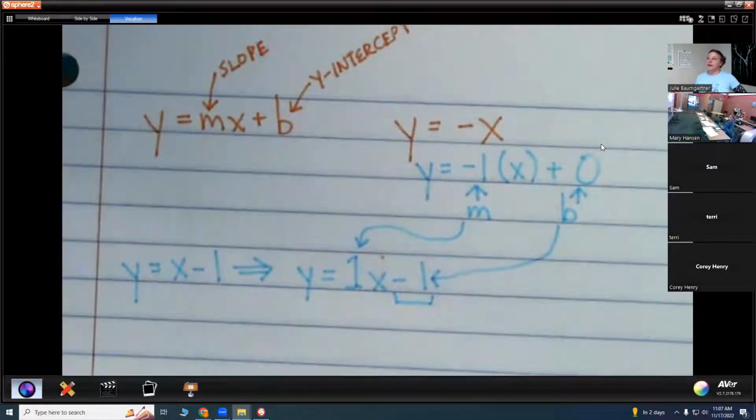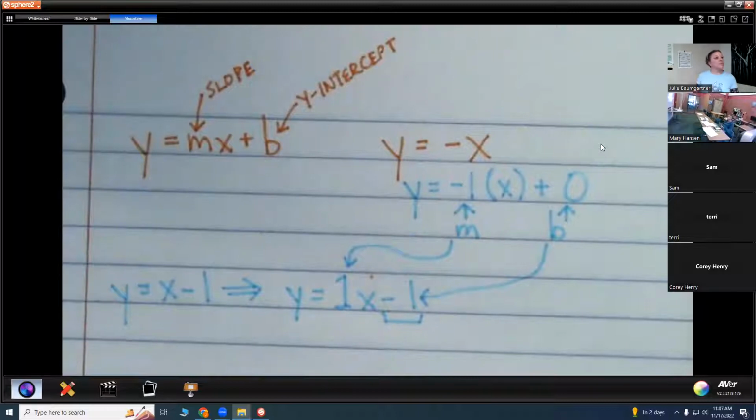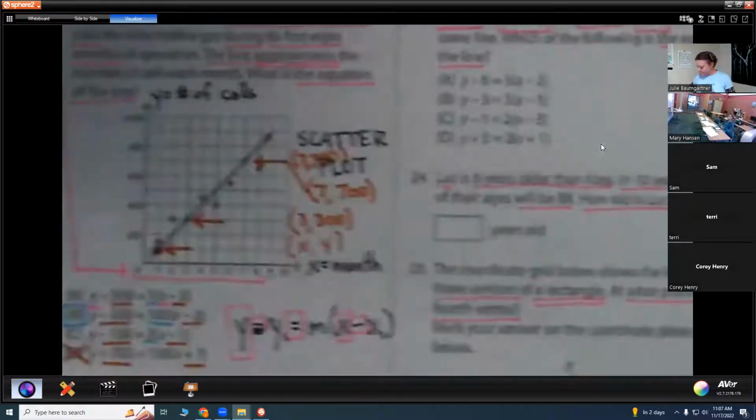Where are you feeling stuck? Trying to figure out why you just... I want to know how you get the answer, not individual steps. Okay.